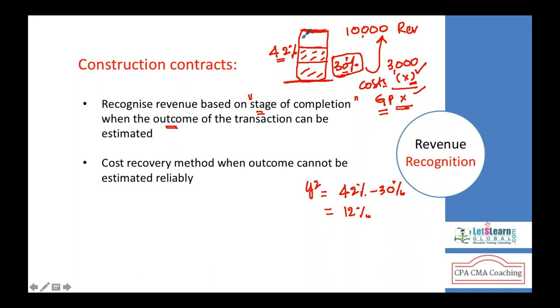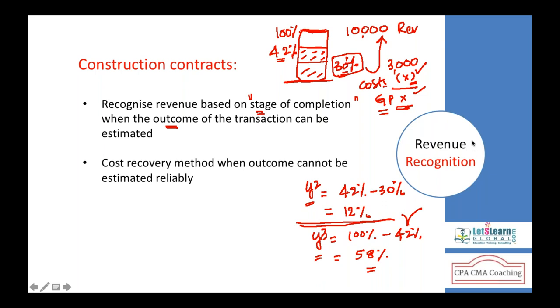And in year 3, we completed the work, so 100%. But in year 3 alone, when we say 100% completed, up to year 2 we completed 42%, including year 1 and year 2. So the percentage completed in year 3 alone is only 58%. So it should be like this. The incremental degree of completion should be used to calculate gross profit in each year.